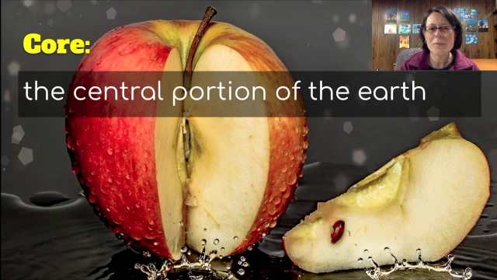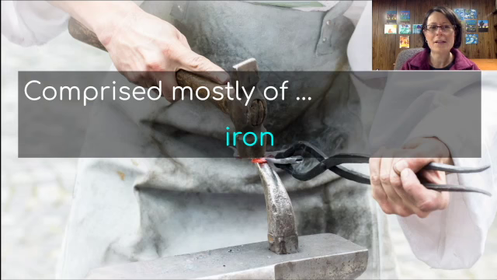So when we're talking about the core, we're talking about the central portion of the Earth, a lot like the core of an apple. It is comprised mostly of iron. There are two parts of the core, the inner and the outer core, and they both contain mostly iron.